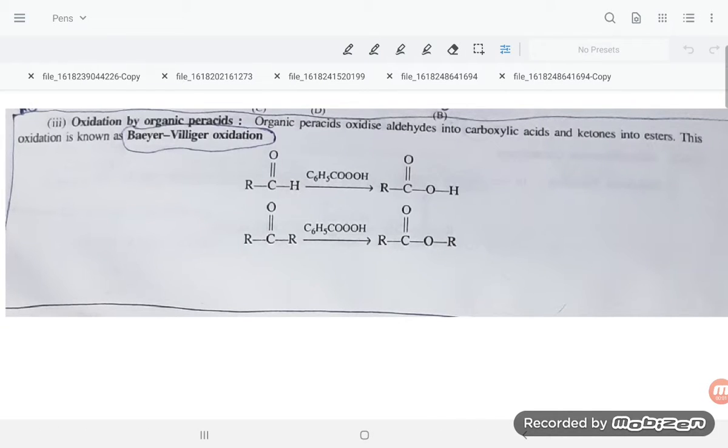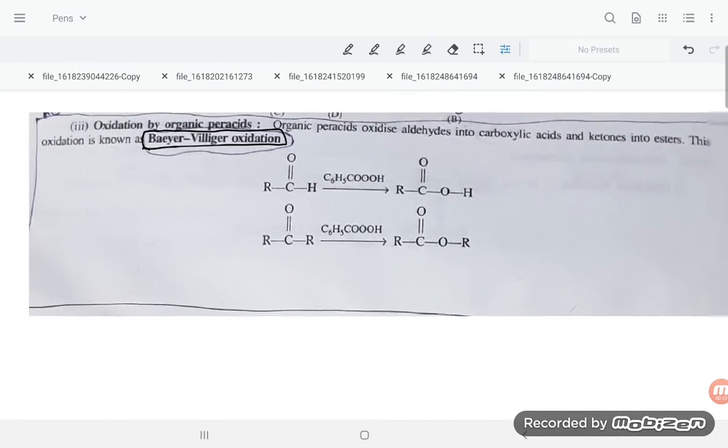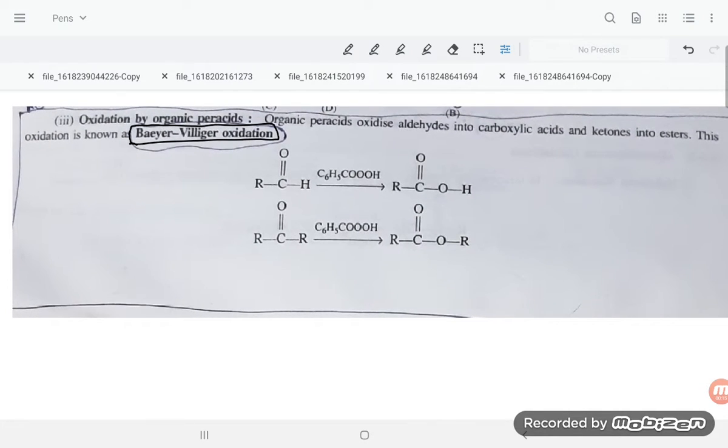Hello friends, now let us see the Baeyer-Villiger oxidation, students. This is a somewhat notes-based topic, so you will get a little help. Let us try to understand the meaning of Baeyer-Villiger oxidation.